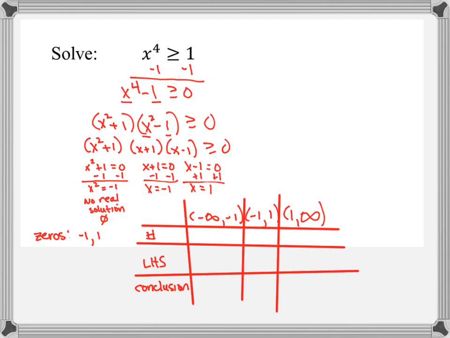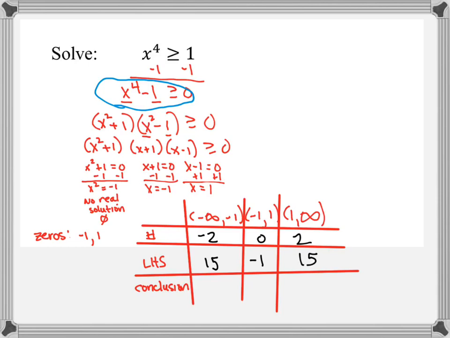So let's choose a number in the interval negative infinity to negative 1. I will choose -2. -1 to 1, I will choose 0. 1 to infinity, I will choose 2. If I substitute in -2, I get 15, substituting it into here. So I'm substituting -2 in for x. -2 raised to the 4th power minus 1 is 15. 0 to the 4th power minus 1 is -1. 2 to the 4th power minus 1 is positive 15.